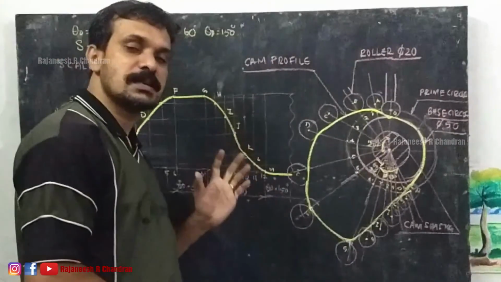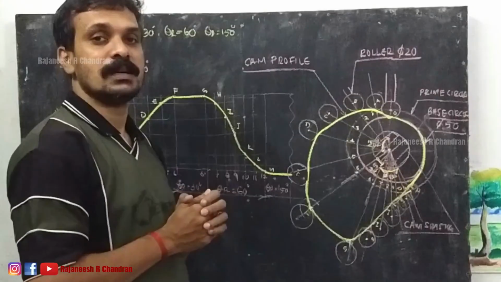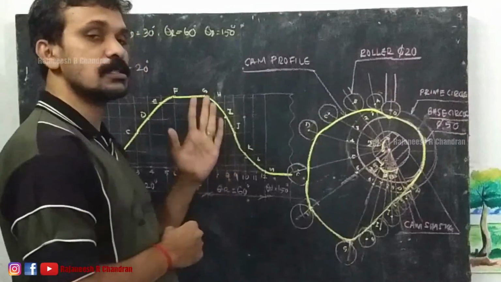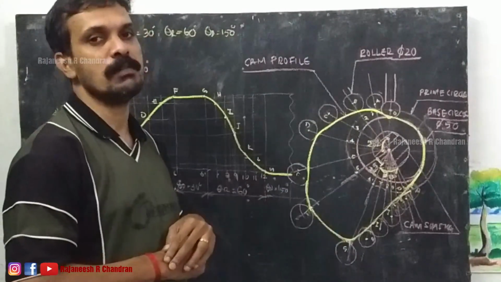So this is the method of constructing the cam profile for a roller follower when the follower is moving with a simple harmonic motion. Okay, I hope all of you have understood this.